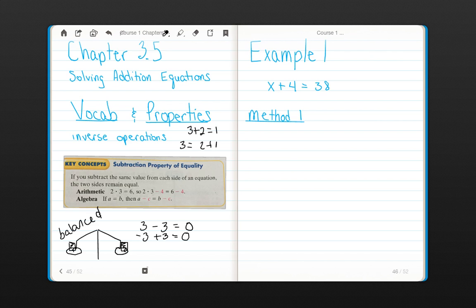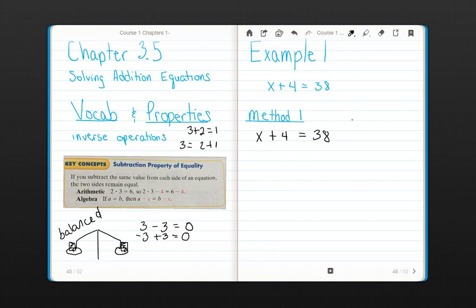In chapter 3.4, you were using mental math or guess and check in order to solve equations. Today we're actually going to go through the steps that you need to show when solving an equation. So I'm going to show you two different methods today. The first is the way that the book shows. So here I have a problem, x plus 4 equals 38. You're going to rewrite the problem because you must always write the original problem in your assignments to show your work.